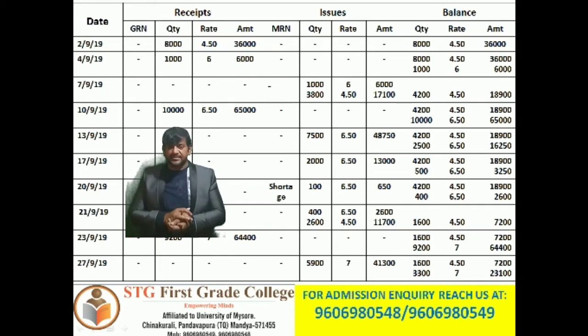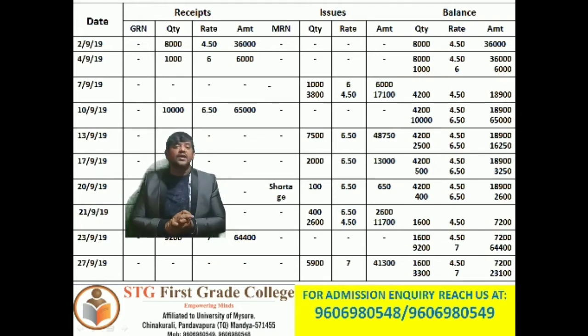On 7th September, there is an issue. How many units are we issuing on 7th September? Look at the problem: 7th September, issued 4,800 units.